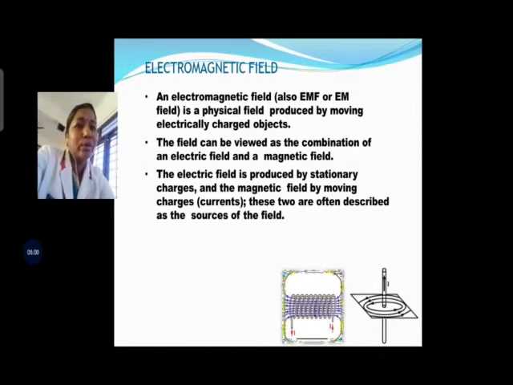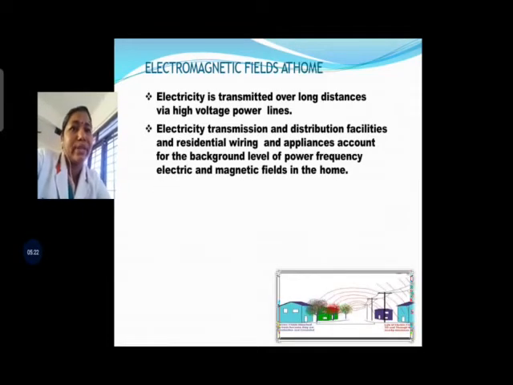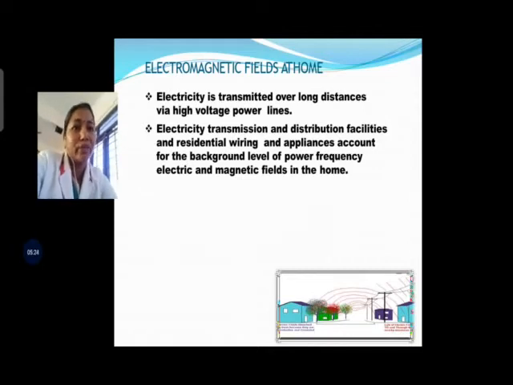So the two are often described as the sources of field. So electric field and magnetic field will be created. Electric field is produced by stationary charges and magnetic field is produced by moving charges. So these are often described as the sources of field. So here we have a coil.